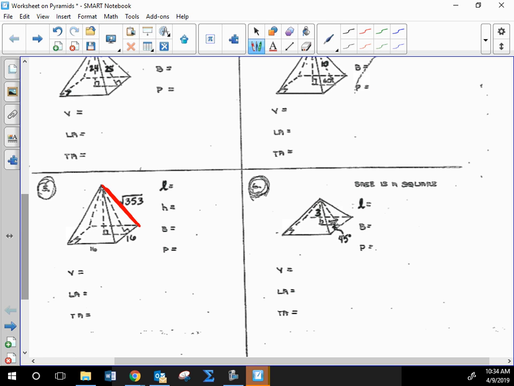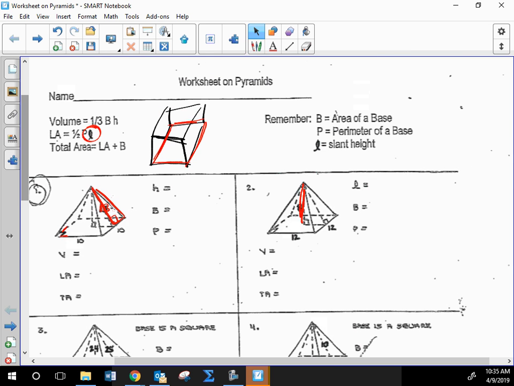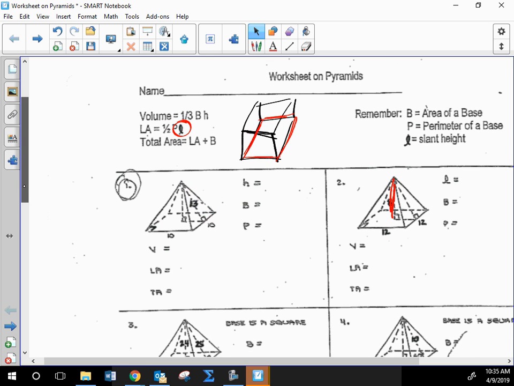For number 5, root 353 is this. What did we say that was called? It was a lateral edge. Good. This is our lateral edge, our edge here. And again, base edge is just the edge on the base. So we're going to be using right triangles a lot. It's a different right triangle for my face than it is for my height in the middle of our object. Let's take a look at number 1. It's really just plugging and chugging. The important thing is that you know your formulas, and that you're able to handle our right triangles.